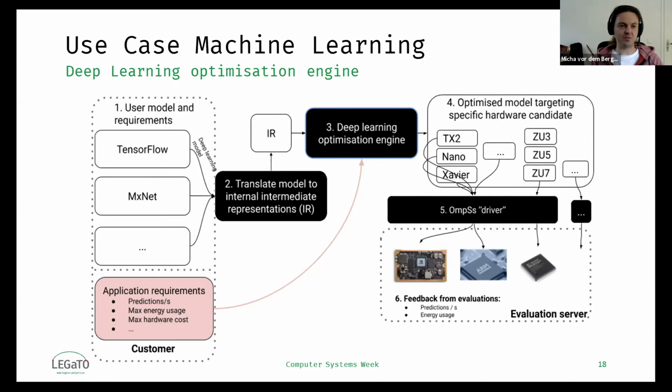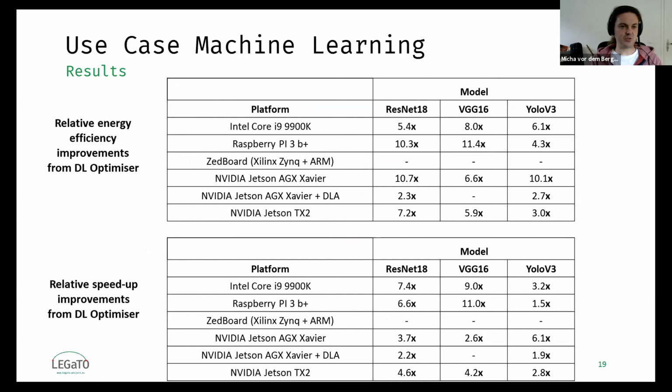Here we have named a few of them, for example the NVIDIA TX2 or NVIDIA Xavier modules that were named before in the use case, or FPGA Xilinx UltraScale modules here on the right side. And then we use our OmpSs driver to run this later on our evaluation server. We did quite a lot of benchmarks here. To make it quick, in some of the use cases and on some of the hardware, we achieve this factor of 10 in terms of energy efficiency and also in terms of speedup, but not in all of them, really highly depending on the model that we are looking at.